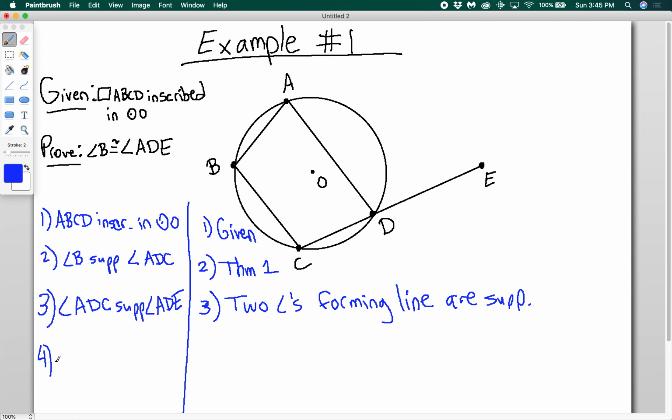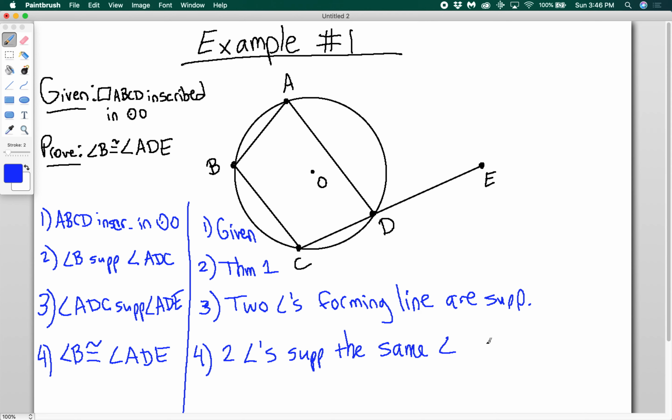So then finally, I can say that angle B is congruent to angle ADE. I can say that because two angles supplementary to the same angle must be congruent. And there we are. We proved it. So using the supplementary angle stuff just gives you one more tool in your math tool belt to solve problems like this.